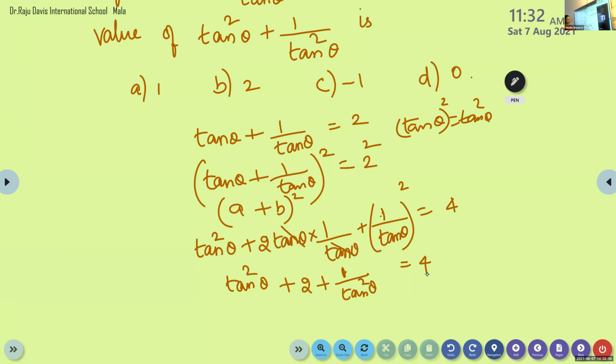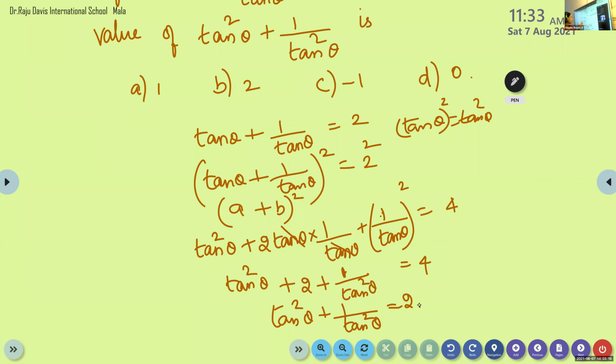Now take plus 2 to the other side. Plus 2 on going to the other side becomes minus 2. So we get tan square theta plus 1 by tan square theta is equal to 2. Okay. Is it okay, children? We square on both the sides. So we will get like this.